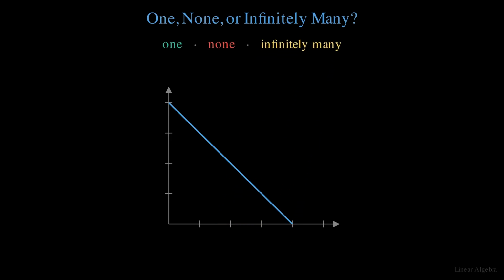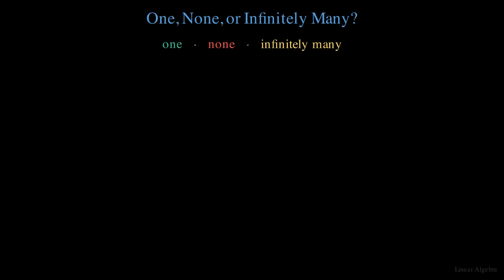1. None. Or infinitely many. These are the only 3 possibilities for 2 unknowns, or for 1,000. Let's see how elimination tells them apart.